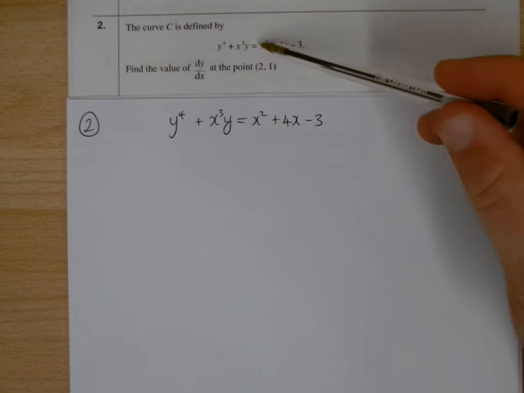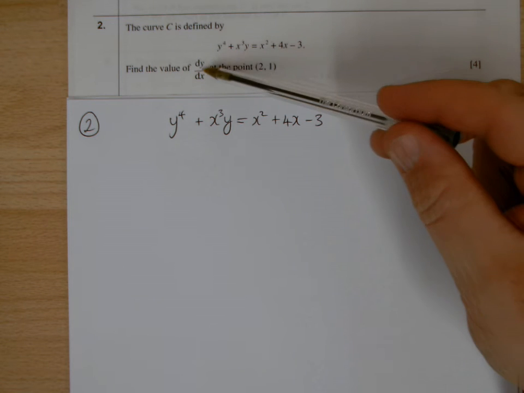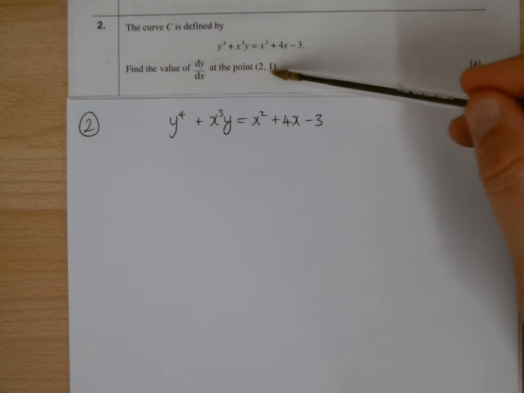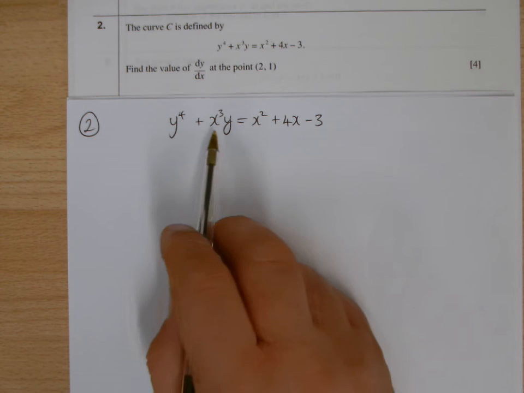Okay, so we've got a curve here defined implicitly, okay? And we've got to find the value of dy/dx at the point (2, 1). So in other words, we've got to find the gradient of that curve at a particular point. So we need a value out from this. So we need to do dy/dx, we need to differentiate.